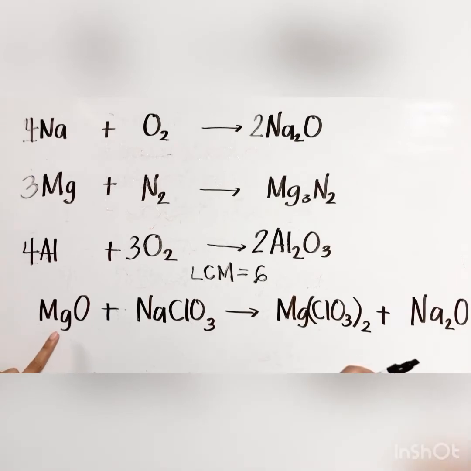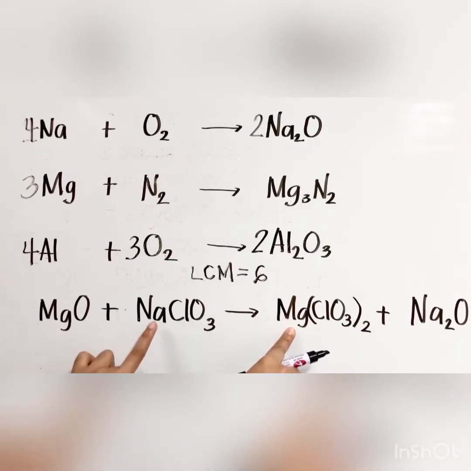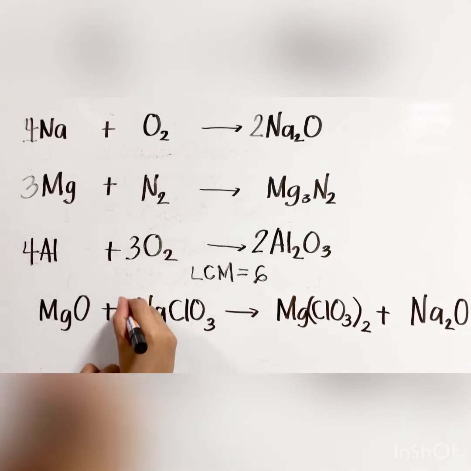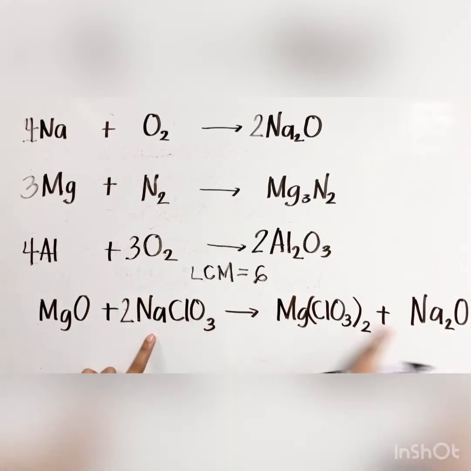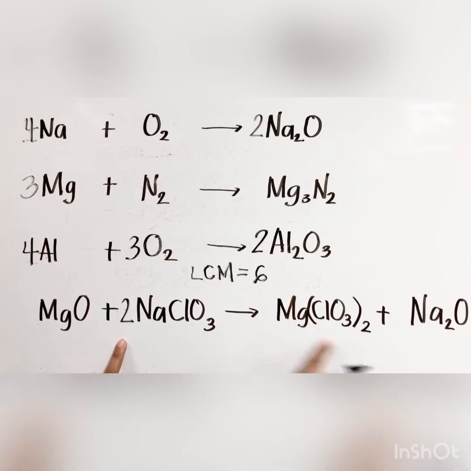So balance first the elements other than hydrogen and oxygen. In this case, we have magnesium, sodium, and chlorine. Let's start with Mg. 1 Mg before, 1 Mg after, no problem. 1 Na before, 2 Na after. Make this 2 by simply writing coefficient 2 in here. So 2 Na, 2 Na. Check Cl. This is Cl here, so distribute the 2. 2 Cl, you also have 2 Cl.